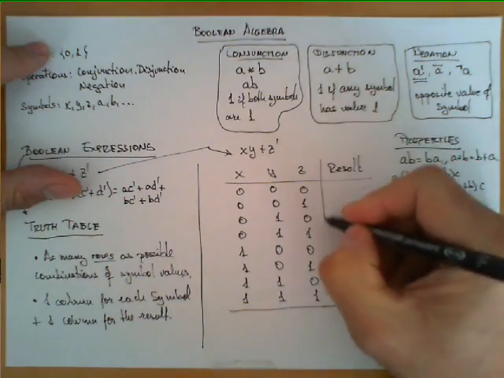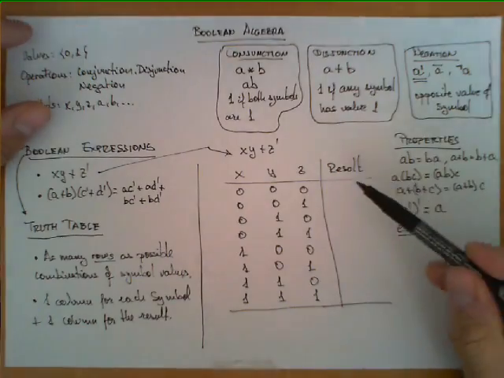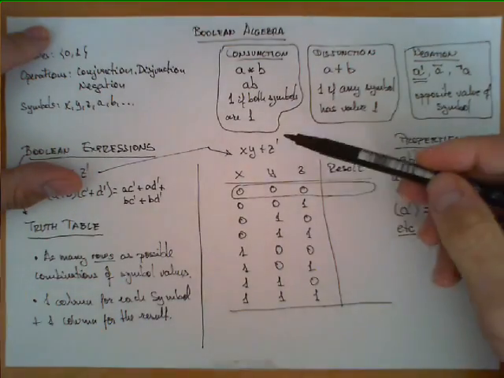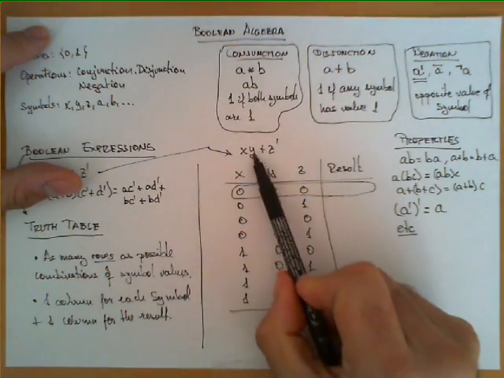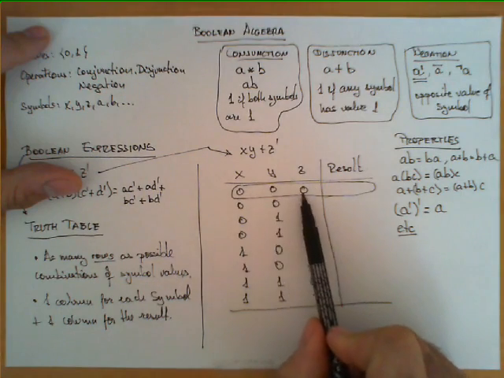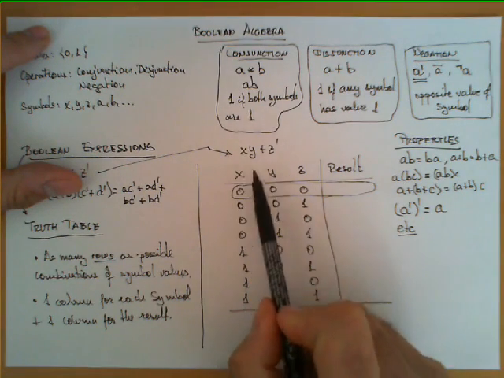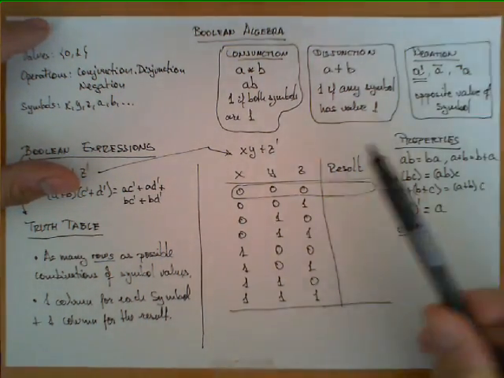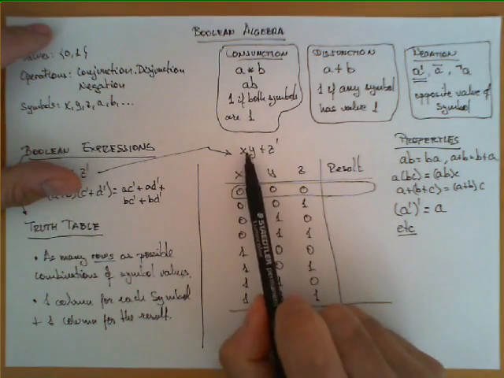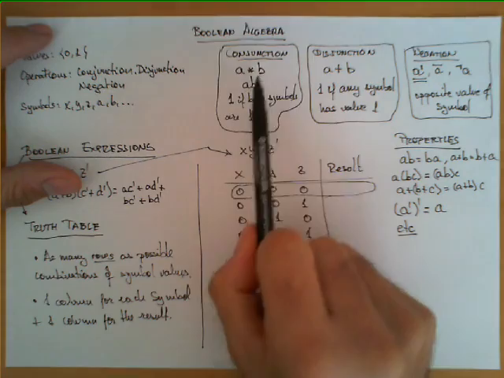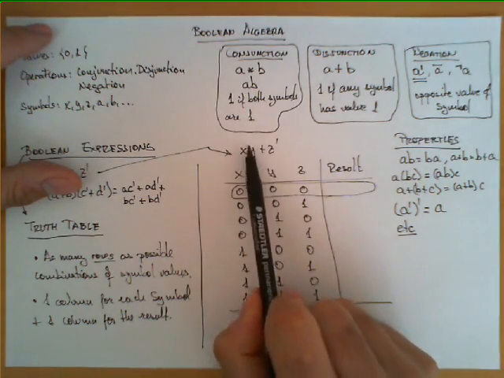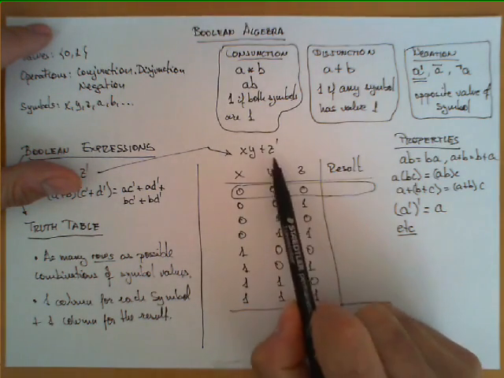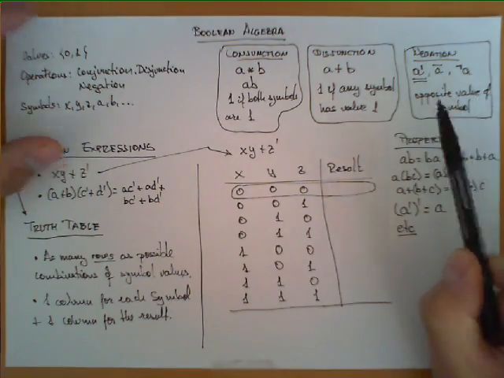Now, how do we compute the result column? This is the interesting part. The result column is going to be computed for each row as follows. We take the initial expression and we replace every symbol that we see here by the value provided by the row. So we'll replace x by 0, y by 0, and z by 0. And then we apply the rules of the operations we've seen before. So if we replace x and y both by 0, x times y is going to be 0 because the conjunction only produces a 1 if both symbols are 1, which is not the case. Both symbols are 0. Z, when applied a negation, initially is a 0. Z prime is going to evaluate to the opposite value, therefore a 1.